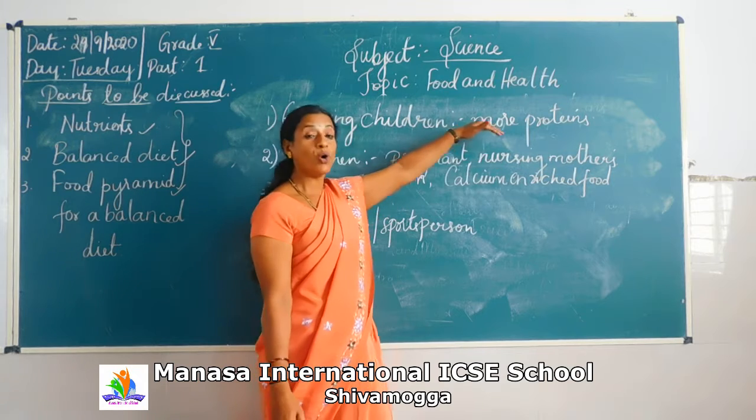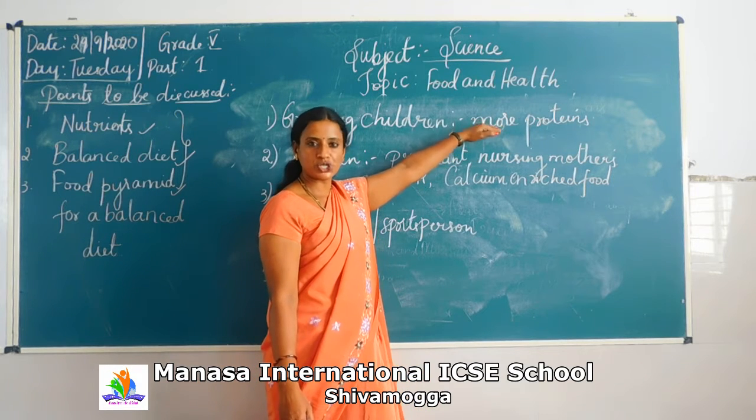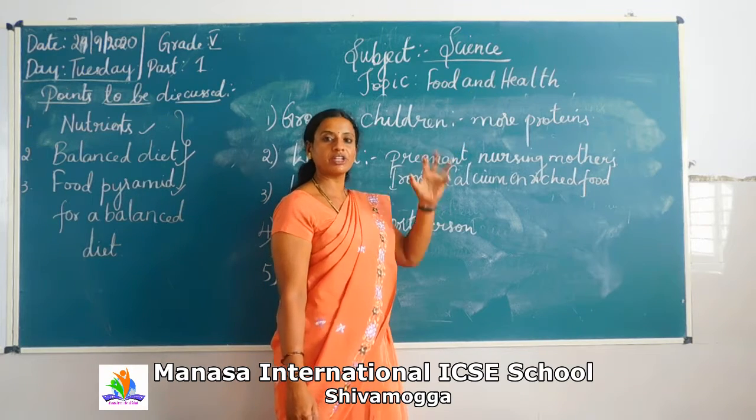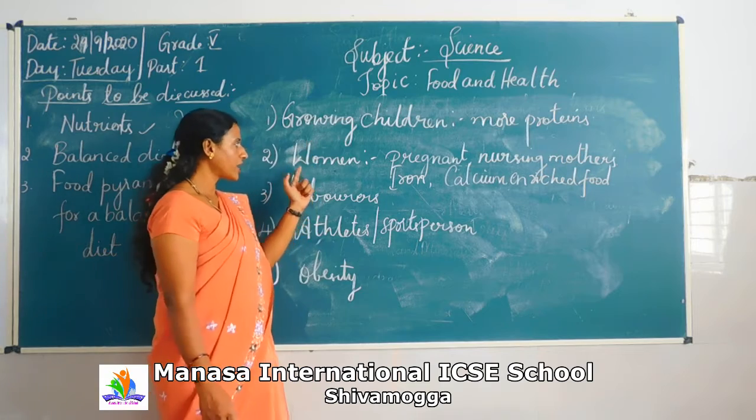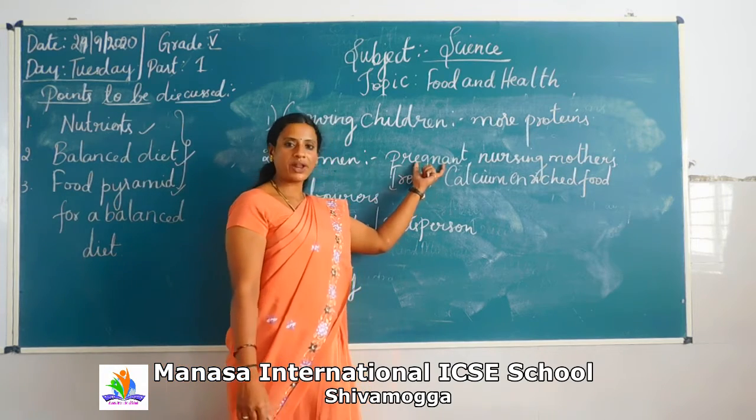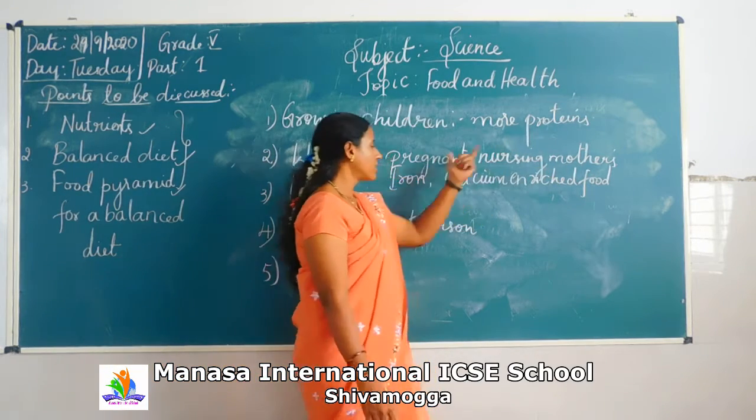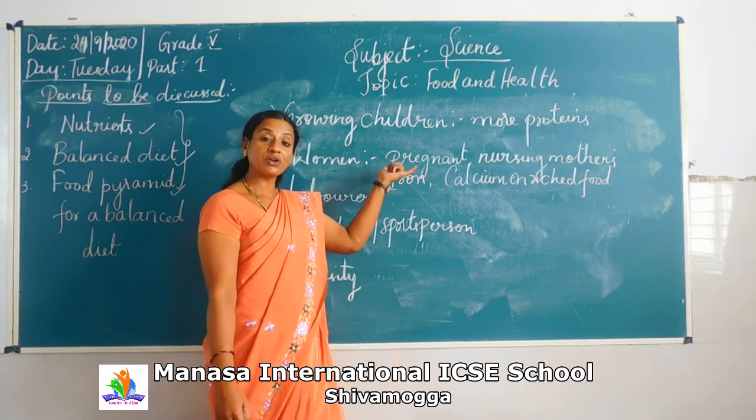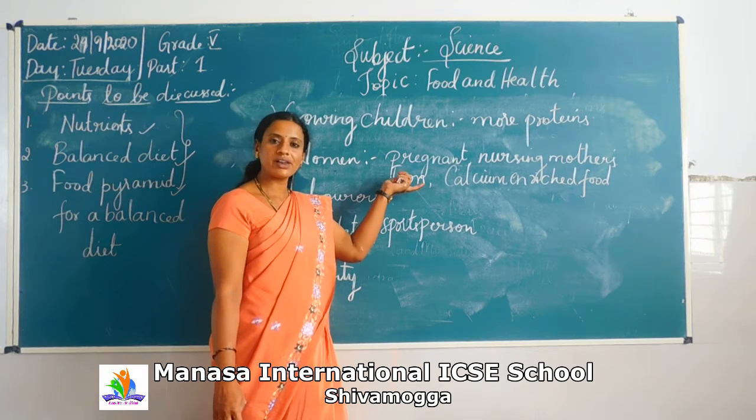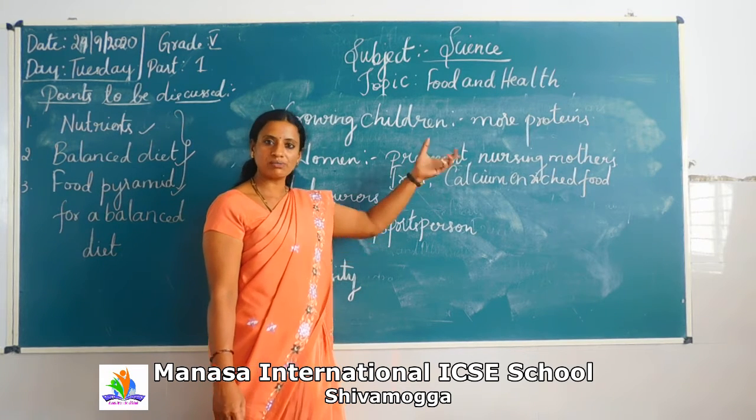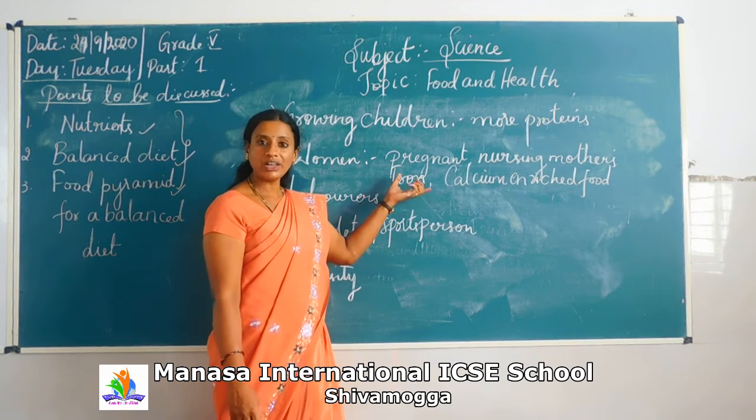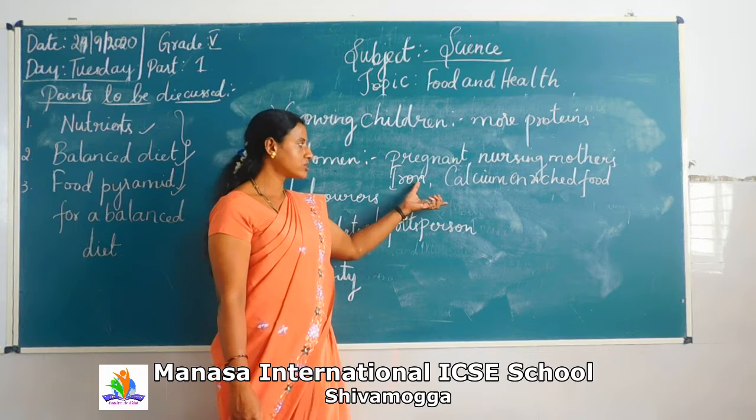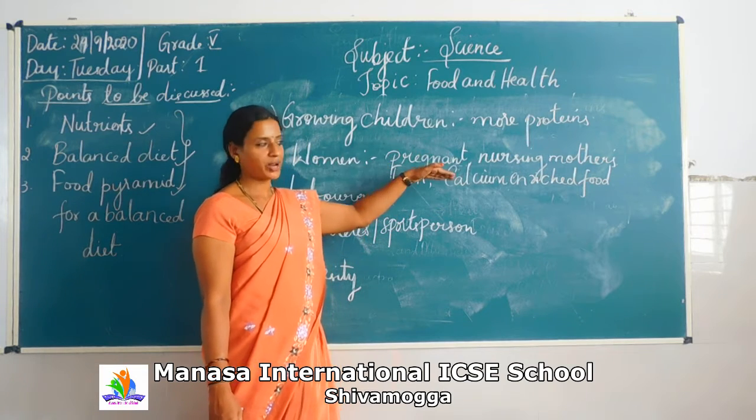For growing children, more protein is given: meat, fish, milk, egg, pulses, grains, everything which is enriched with proteins. Whereas for women, and especially pregnant and nursing mothers, they have to be provided sufficient iron-enriched food, like drumstick leaves and drumstick, which are rich in iron. Green leafy vegetables and carrots have to be given to the pregnant woman.